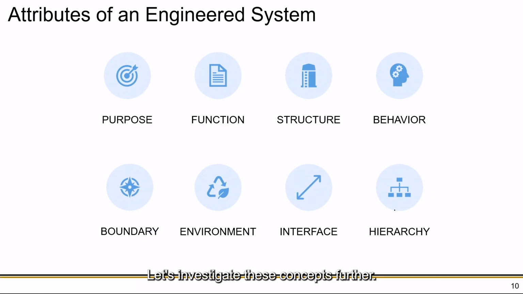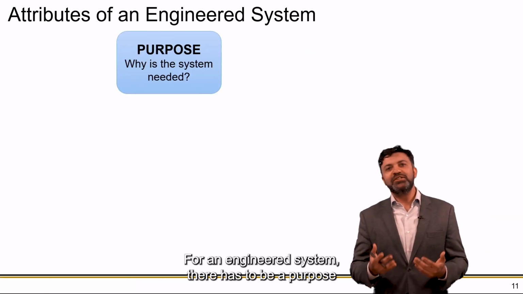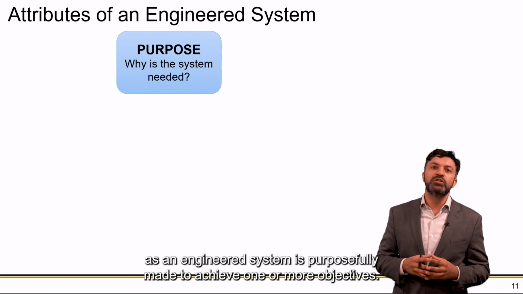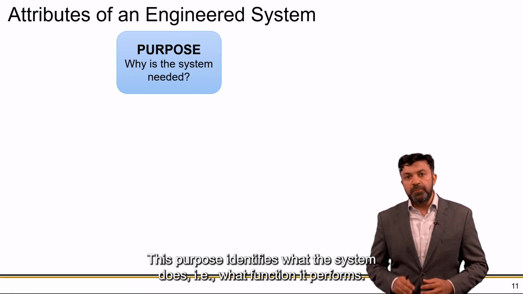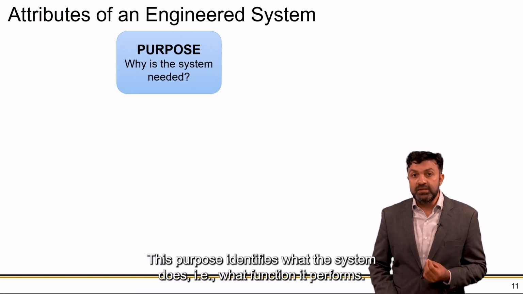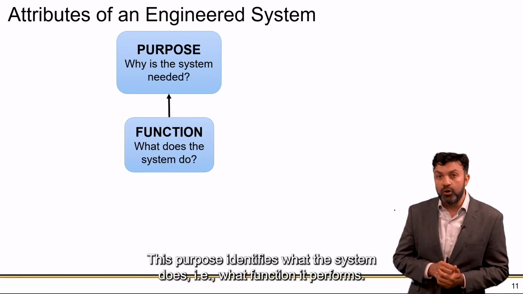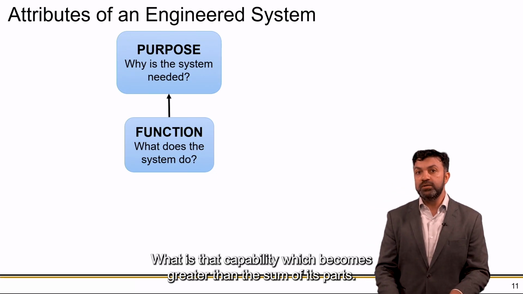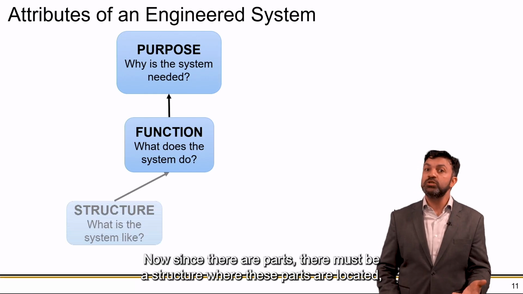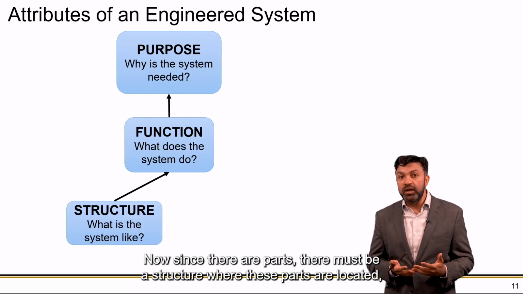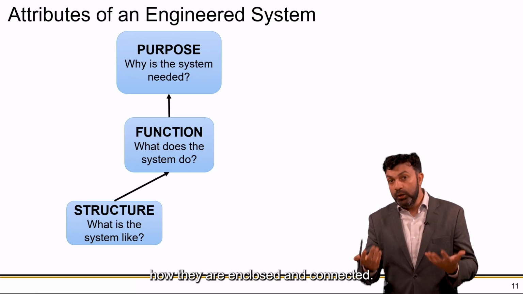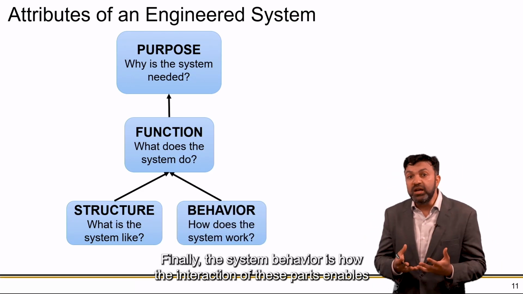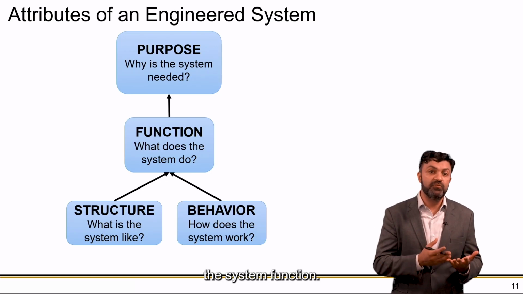Let's investigate these concepts further. For an engineered system, there has to be a purpose, as an engineered system is made to achieve one or more objectives. This purpose identifies what the system does, that is, what function it performs, what is that capability which becomes greater than the sum of its parts. Now, since there are parts, there must be a structure on where these parts are located, how they are connected and enclosed. Finally, there is system behavior, which is how the interactions of these parts enable the system function.